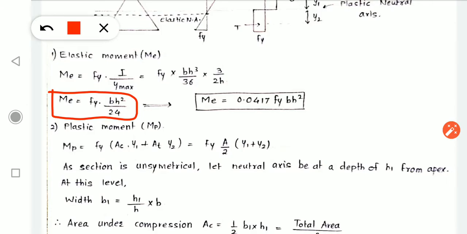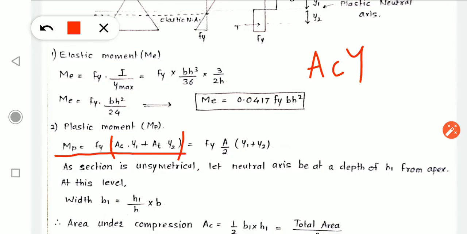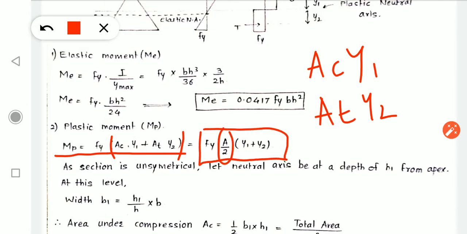Now the next step is to calculate the plastic moment. How to calculate plastic moment? For that, the formula is written here. MP is equal to Fy in bracket AC into Y1, and next is AT into Y2. Why have I written it like this? Basically the formula is Fy into A by 2 into y1 plus y2, where y1 and y2 represent the depth of CG in the respective parts of the shape which we considered. But we are writing the area also in a separate way.